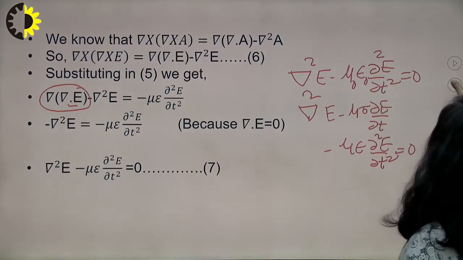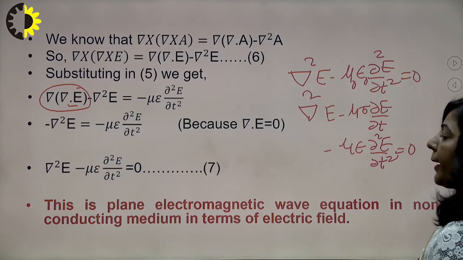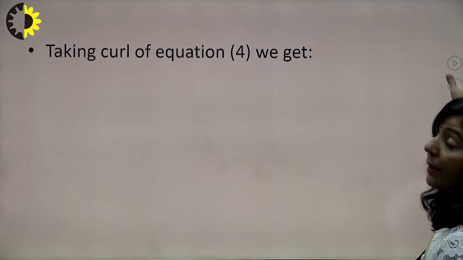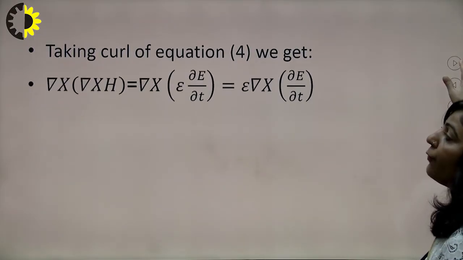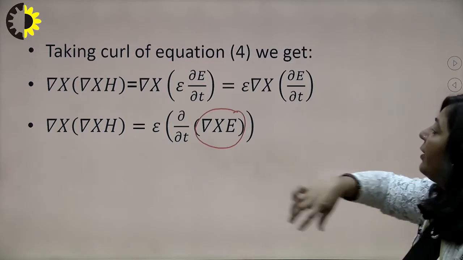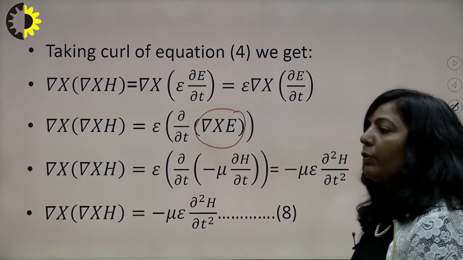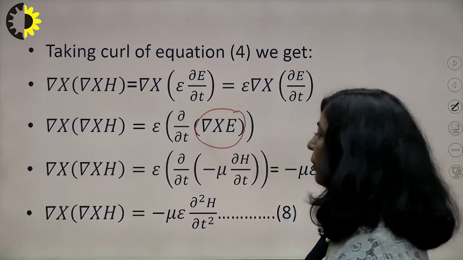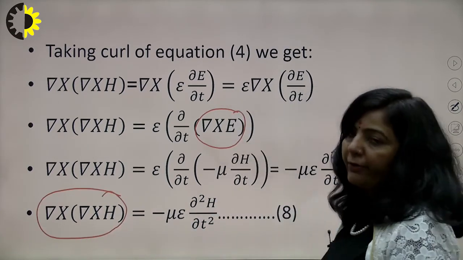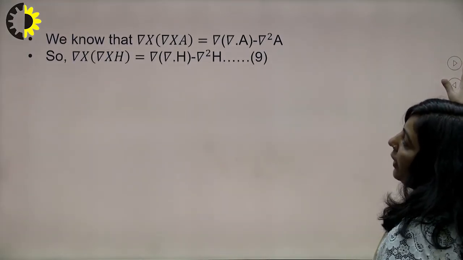So this equation number 7 is known as the electromagnetic wave equation in non-conducting medium in terms of electric field. Now similarly, after taking the curl of equation number 4, interchanging the operators and substituting the value of curl of E, you get equation number 8. It is a similar type of equation. Now you have to simplify your left hand side using the same logic, that curl of curl of A is this.